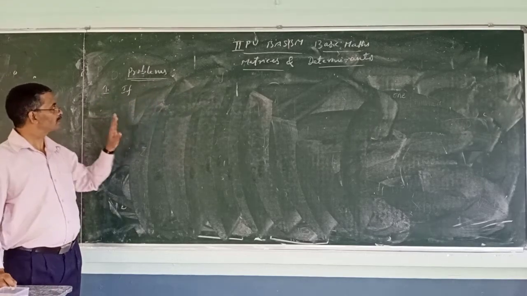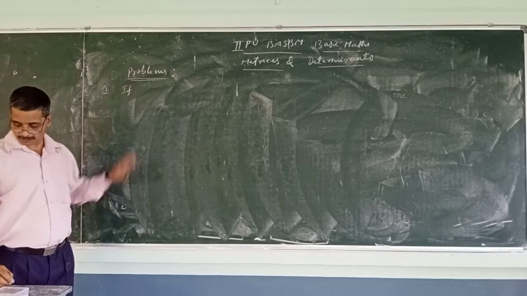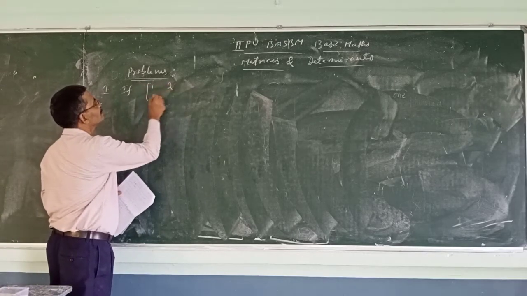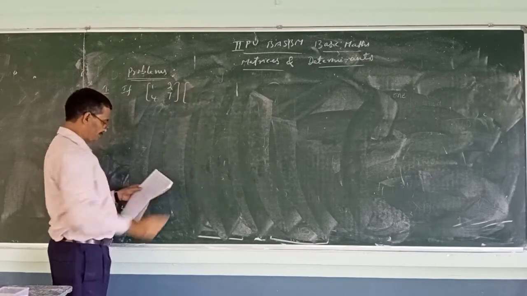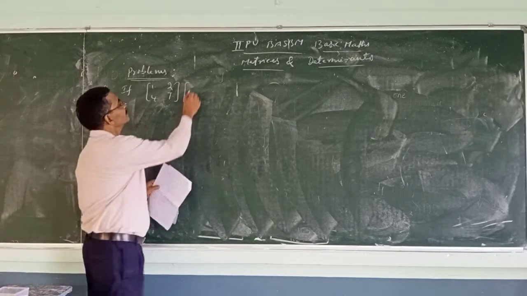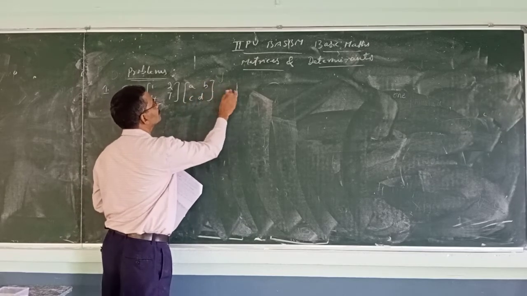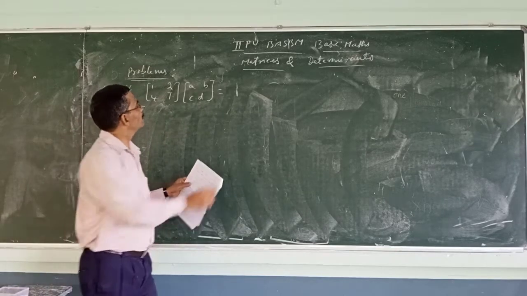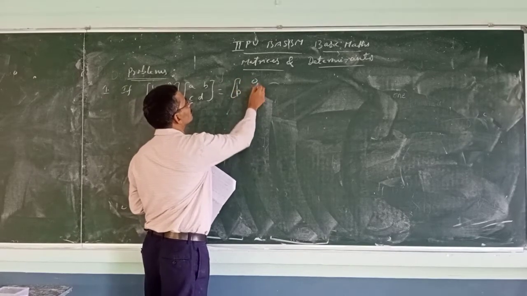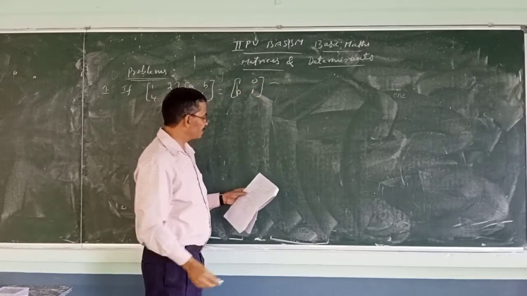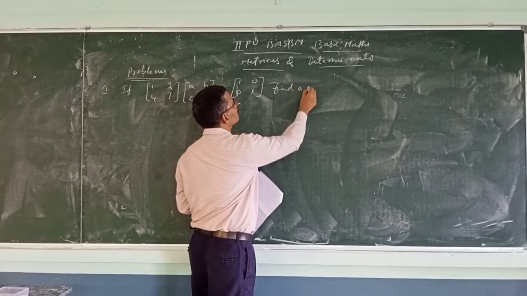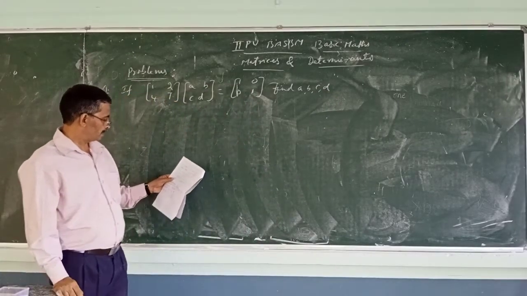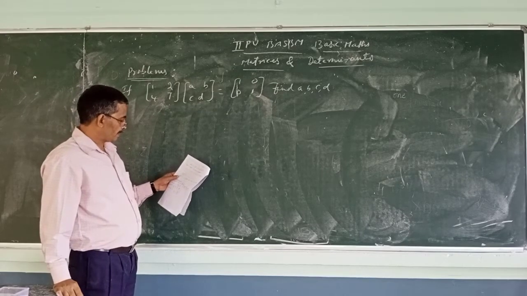Students, we continue with some more problems about matrix multiplication. So today's first problem: if the matrix [1 2; 4 7] times the matrix [A B; C D] is equal to the identity matrix [1 0; 0 1], find A, B, C, D.